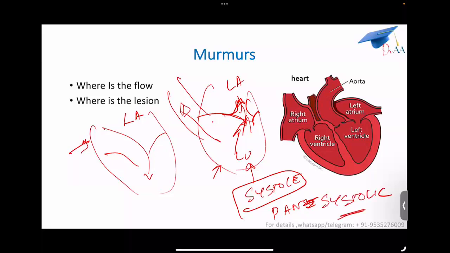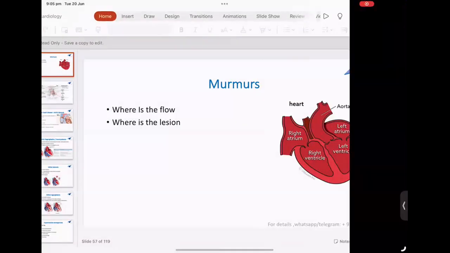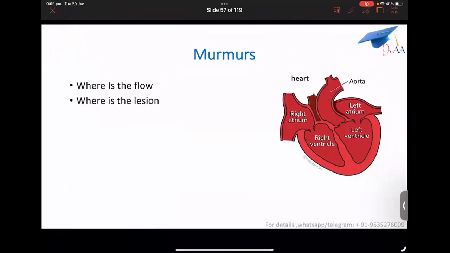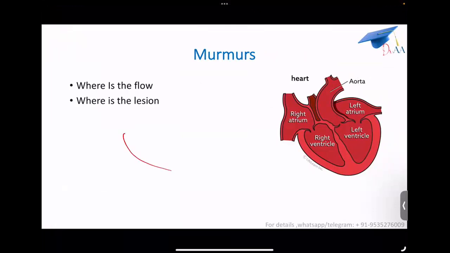Same thing holds good on the opposite side also. On the opposite side, tricuspid regurgitation will have a pansystolic murmur. Same thing holds good for a stenosed tricuspid wall. Tricuspid stenosis will have a hard mid-diastolic murmur. Now coming to the other part, that is the aortic wall, which we'll be looking at, which is very important from the exam point of view.